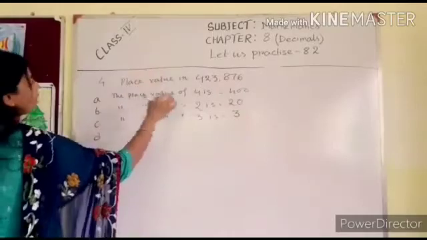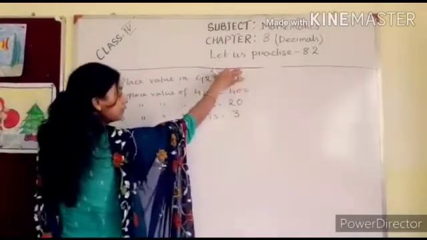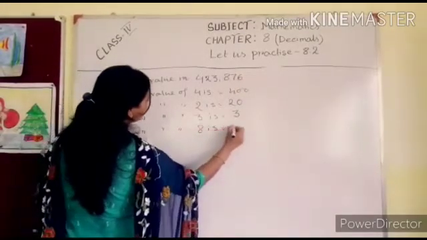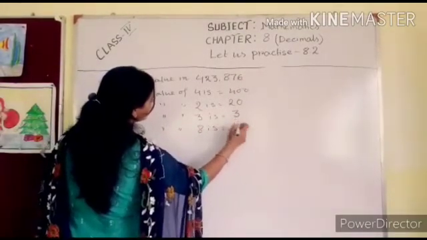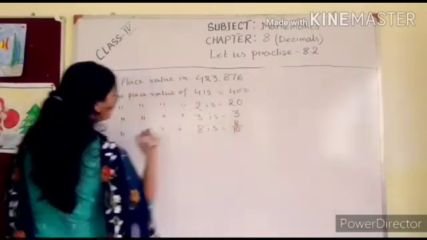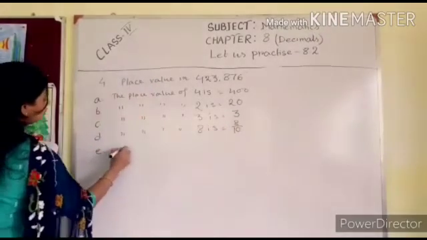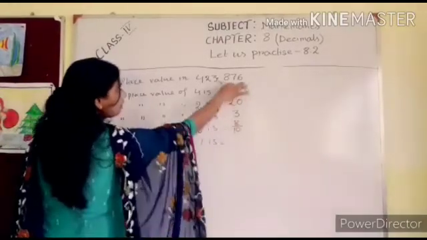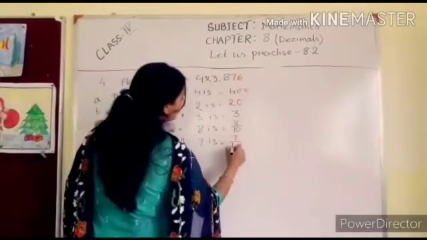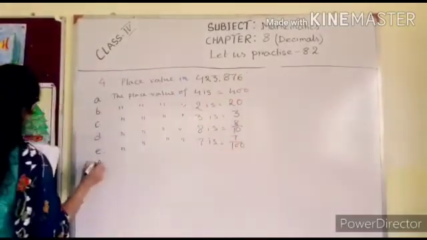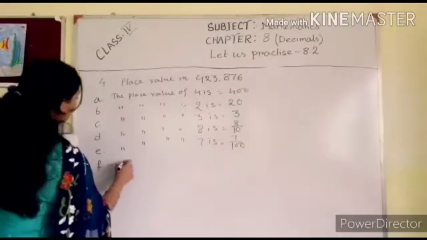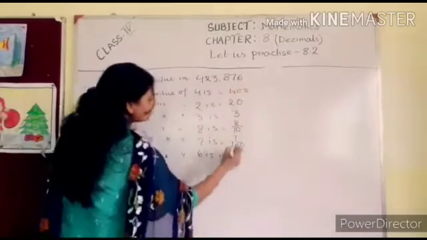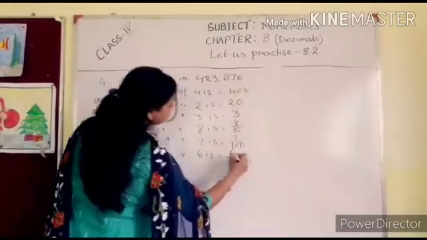Now see, the place value of 3 is in the ones place, so 3. D, the place value of 8 is in the tenths place, so 8 by 10. The place value of 7 is in the hundredths place, so 7 by 100, and the place value of 6 is in the thousandths place, so the answer is 6 by 1000.